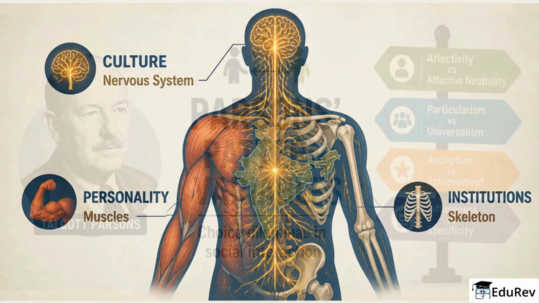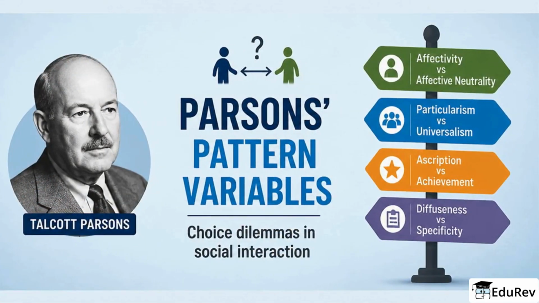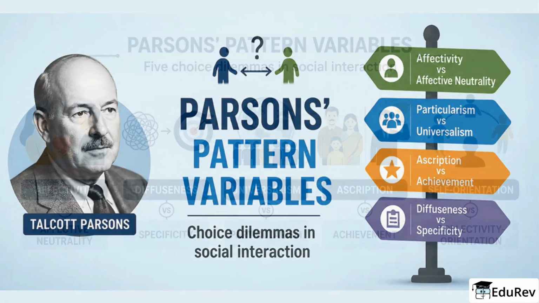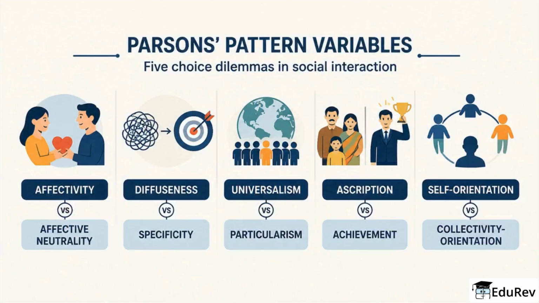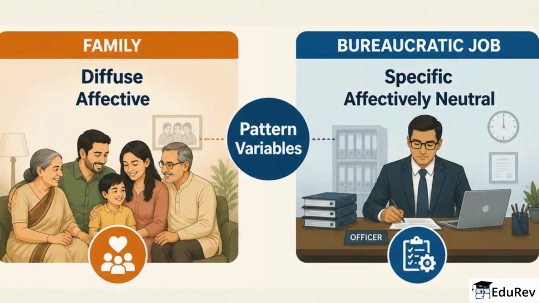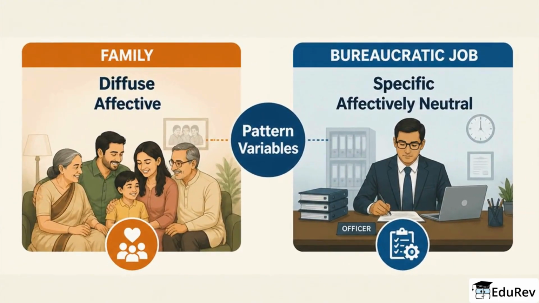Now to a key analytical device: Parsons' pattern variables. These are choice dilemmas actors face in interaction. There are 5 variables: affectivity versus affective neutrality, diffuseness versus specificity, universalism versus particularism, ascription versus achievement, and self-orientation versus collectivity orientation. These variables help you classify relationships.